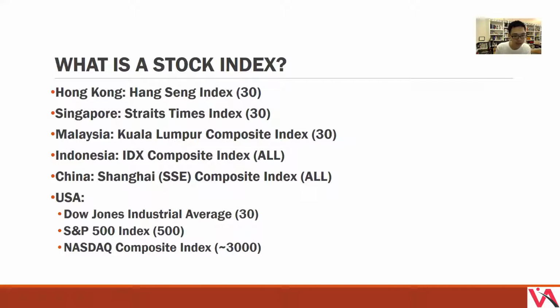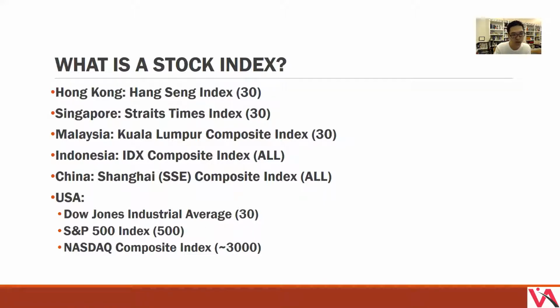And some indexes will include all the companies within an exchange. For example, Indonesia's IDX Composite Index includes every single company listed on the exchange, and shows the performance of all of them on average, also based on market capitalization weighting. The China Shanghai Composite Index is also a combination of all the companies listed in Shanghai. And these are the differences.